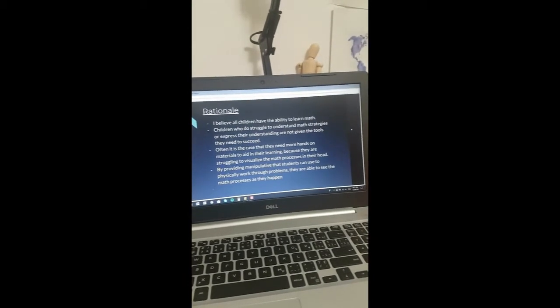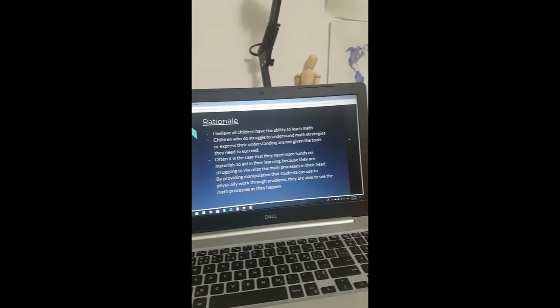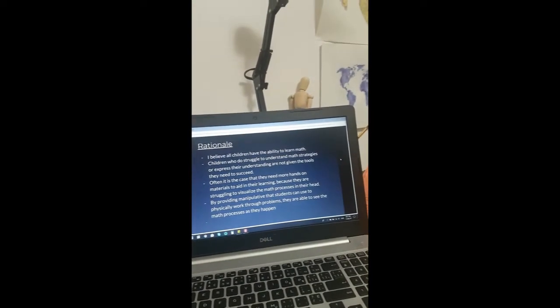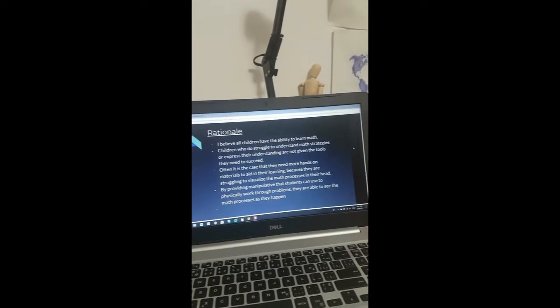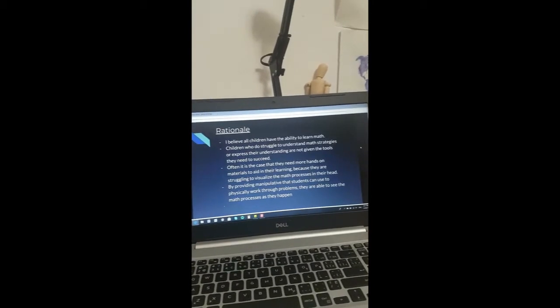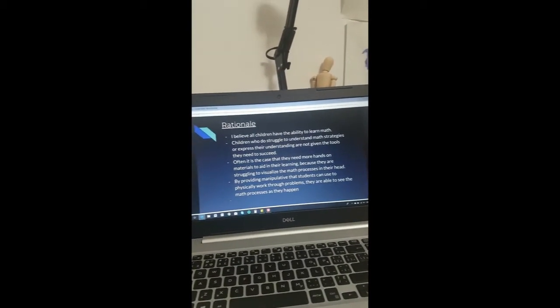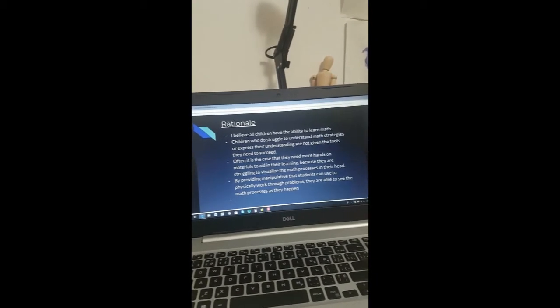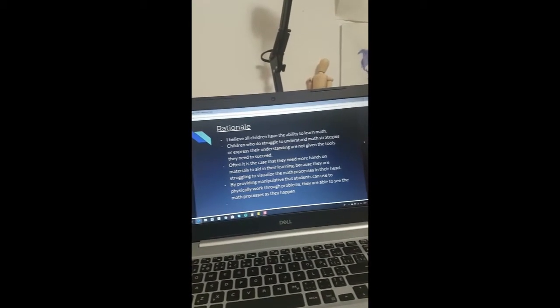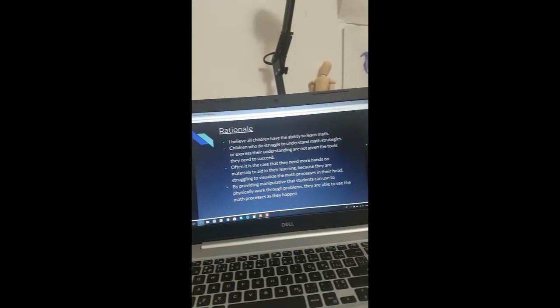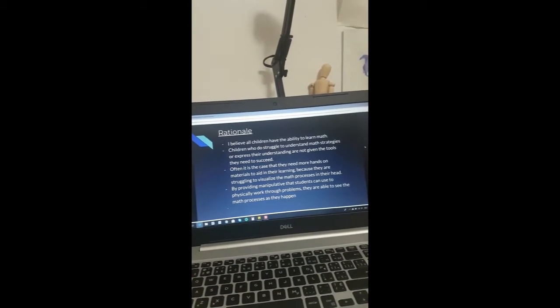So my rationale for this resource kit. I believe that all children do have the ability to learn math. The children that are struggling to understand strategies or express that they understand those strategies aren't given the tools that they need to succeed in their learning. It is often the case that they need a lot more hands-on materials because they are more kinesthetic learners, and they struggle to visualize those math processes that they are learning in their head.